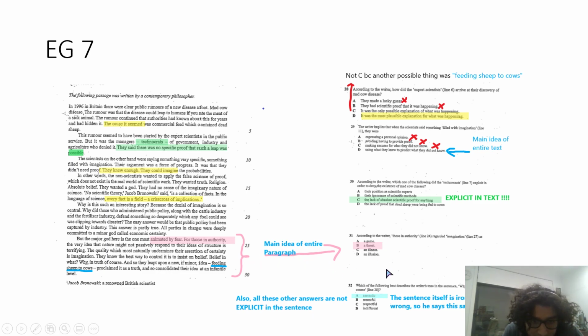Which of the following best describes the writer's tone in the sentence? Why, in truth, of course, right? So, the sentence itself, wherever the sentence was, over here: they knew the best way to control is to insist on belief. Belief in what? Why, in truth, of course. And so they leapt upon a new, if minor, idea. Okay, so the sentence idea is ironic.